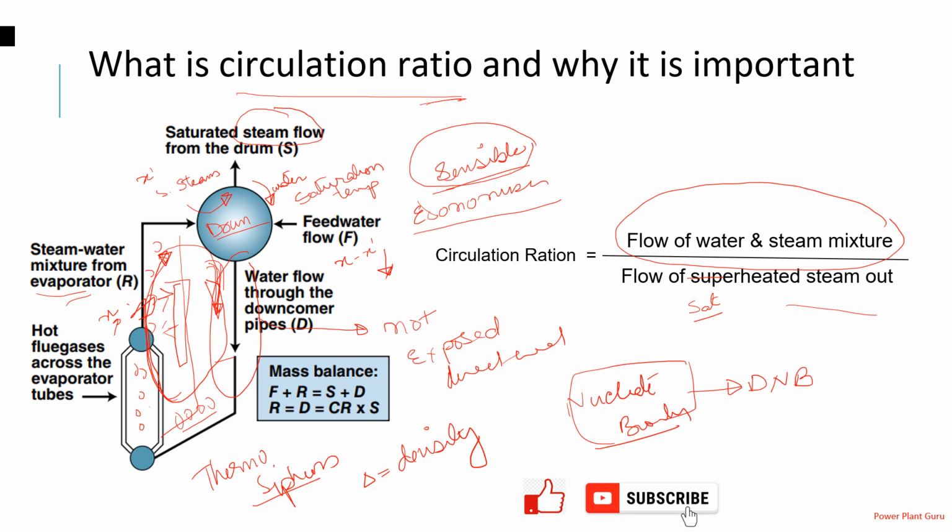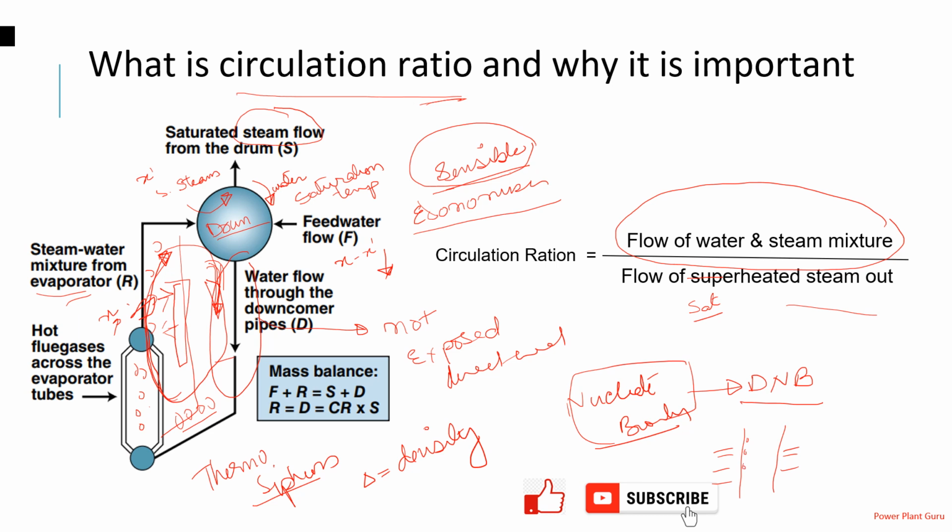there is a very high heat flux. Then what will happen? Then here there will not be sufficient circulation. Why? Because here there will be steam. If you understood the concept of DNB, that if there is a tube, outside there is heat, and inside there is steam generation.